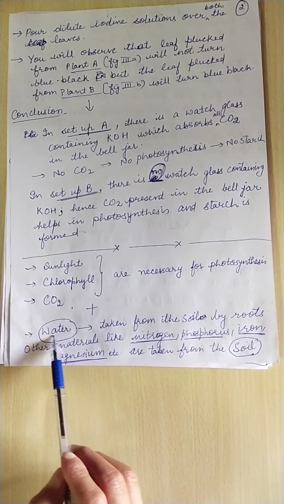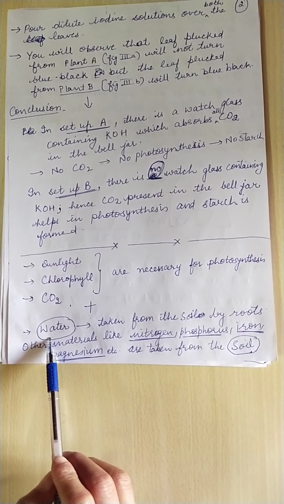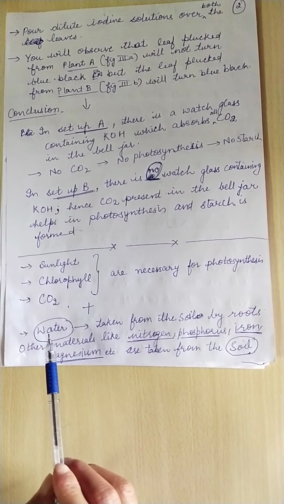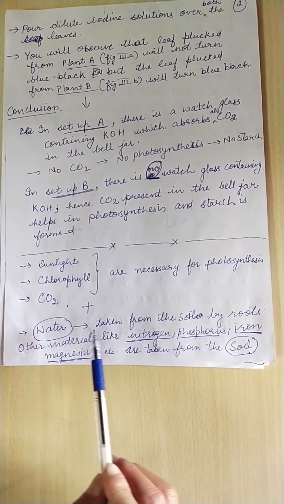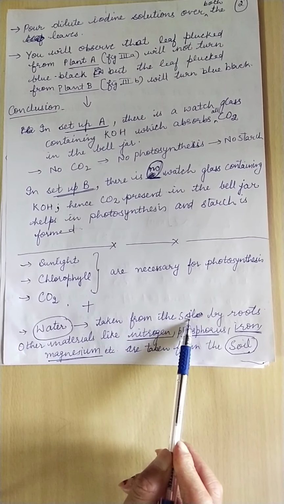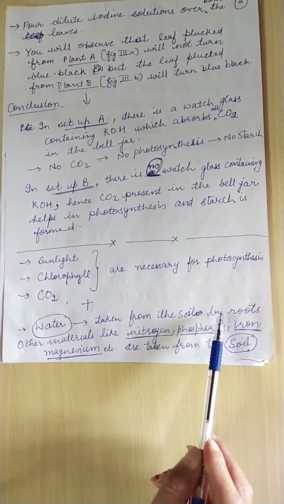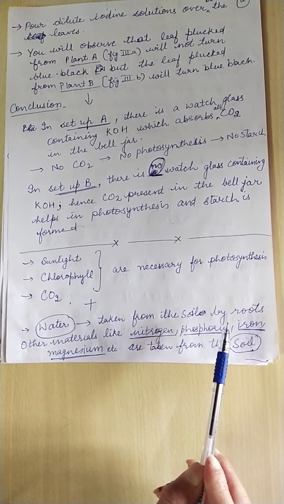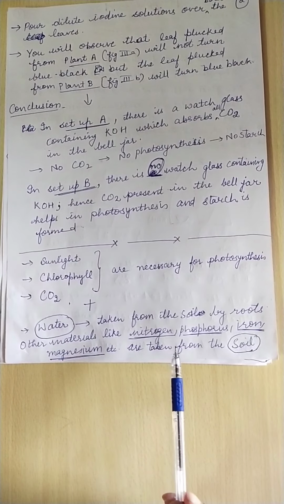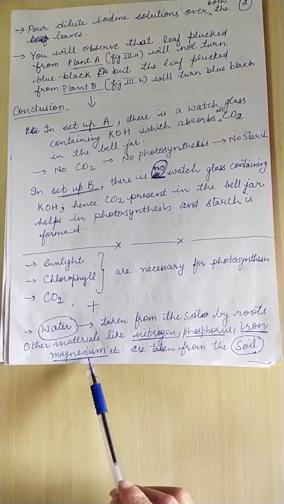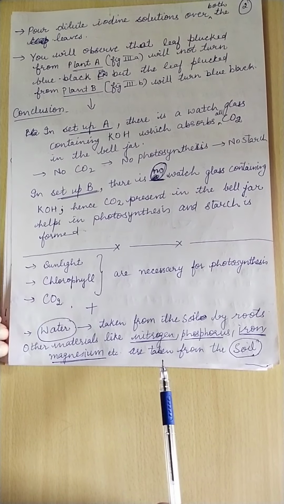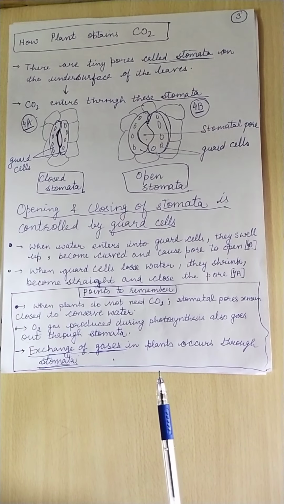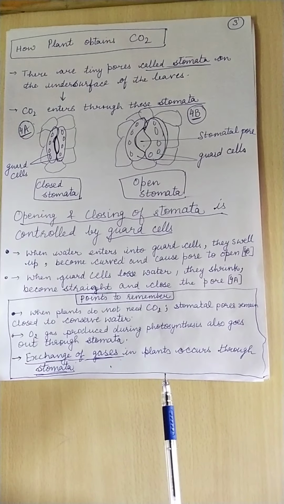But the other important raw material which is required for photosynthesis is water. Remember beta, water is taken from the soil by the roots. Roots absorb the water by the process of osmosis. Other than this, other nutrients like nitrogen, phosphorus, iron, magnesium are also taken from the soil. Till now, we discussed all the conditions.